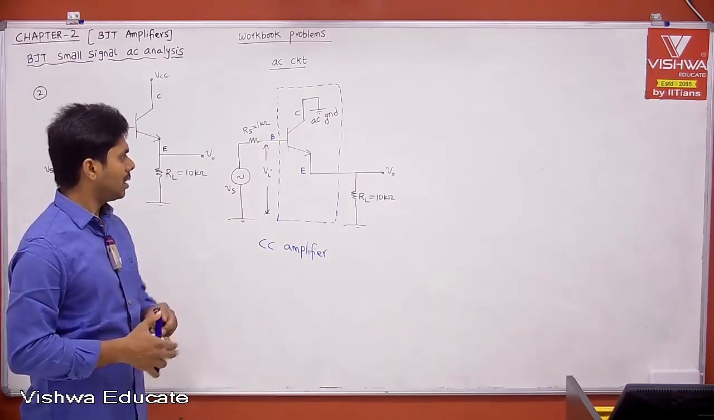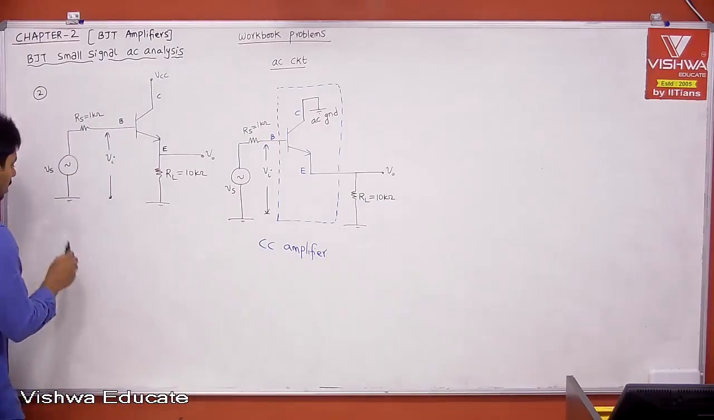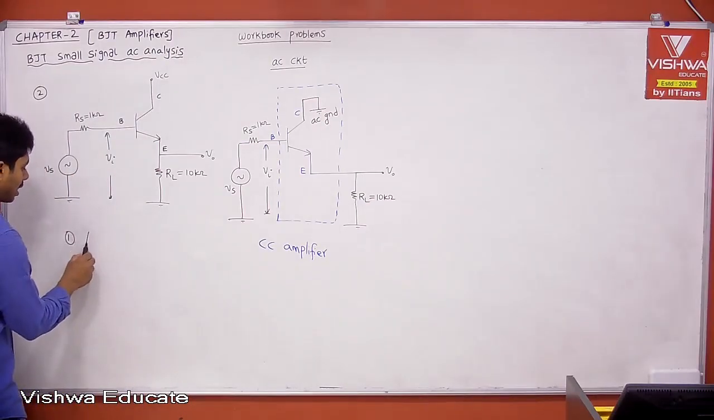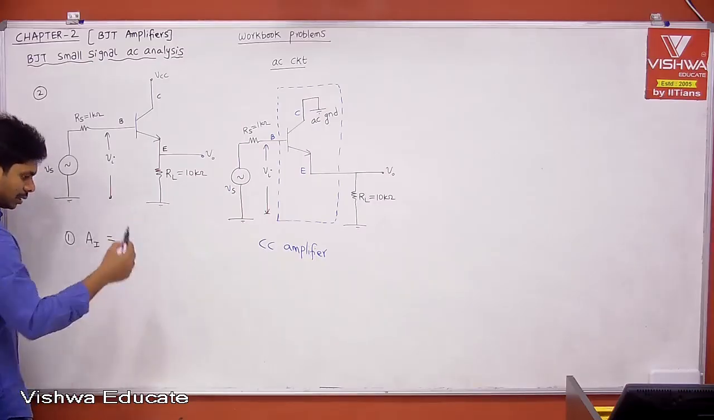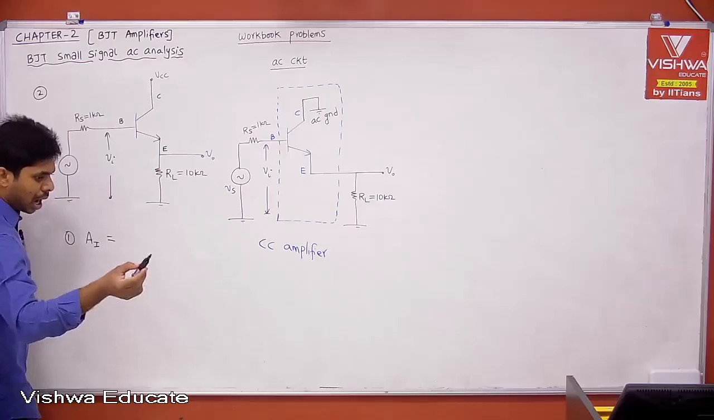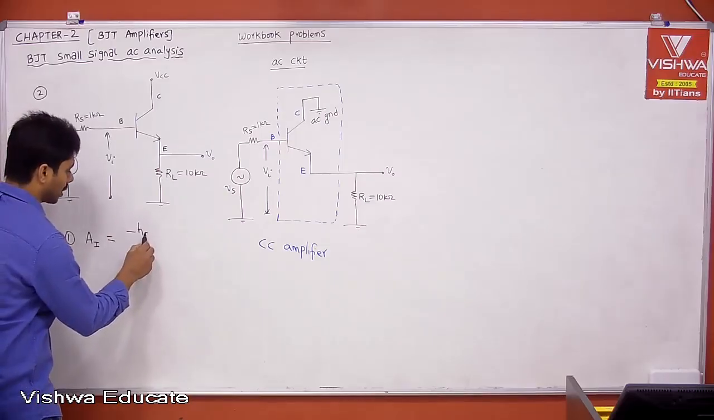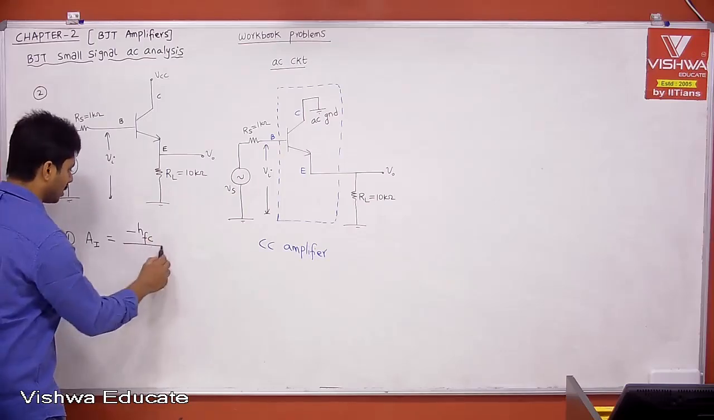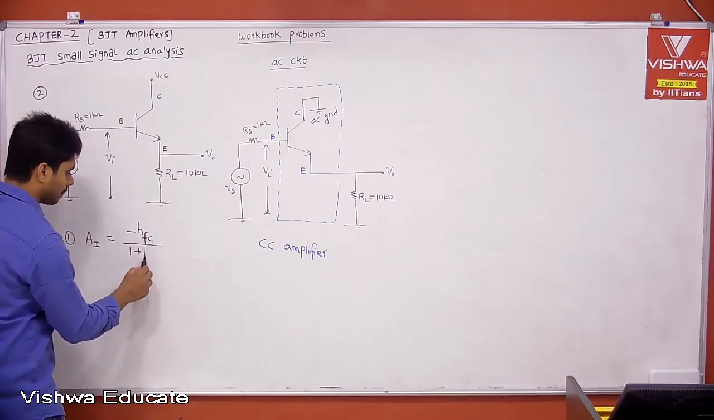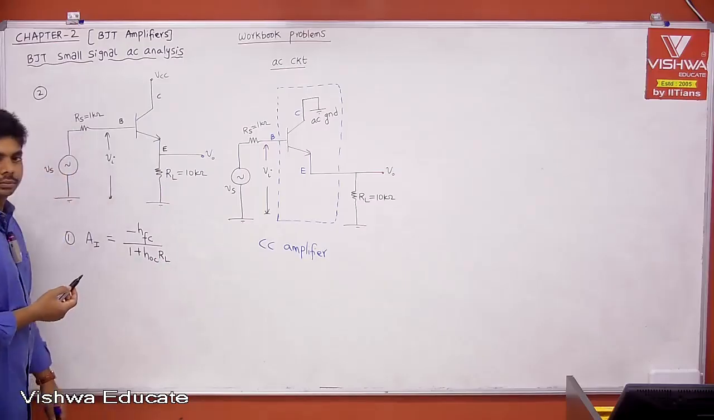I think you can try. What is the first one? The first one is nothing but current gain. That is the flow which we need to follow: current gain, input impedance, voltage gain, output impedance. Okay? What is current gain? Minus hfc, now I am replacing with c because it is a common collector amplifier, divided by 1 plus hoc into RL.